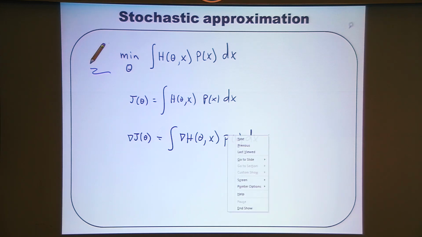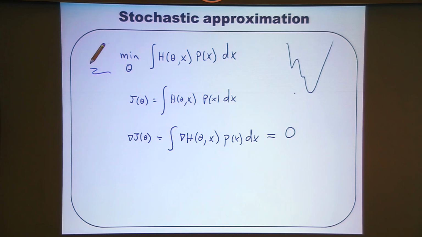And what do we do when we do learning? We equate the gradient to 0. So we go down and we find a place where the derivative is 0. Now, if I take this equation, grad j of theta, and I equate it to 0, I'm going to do the following trick. I'm going to multiply both sides by alpha, where alpha is a constant. I'll soon say what alpha has to be. And I'm going to add theta to both sides.